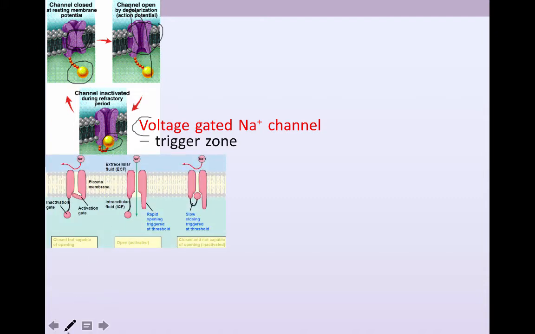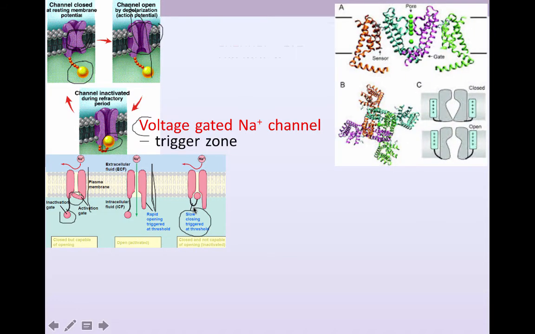Here's a different depiction, a schematic representation of the voltage-gated sodium channel. Activation gate, inactivation gate, and this is the resting state. And then the activation gate will open in response to a change in voltage across the membrane. Inactivation gate will close, but it does it slowly, and that allows sodium to come across.